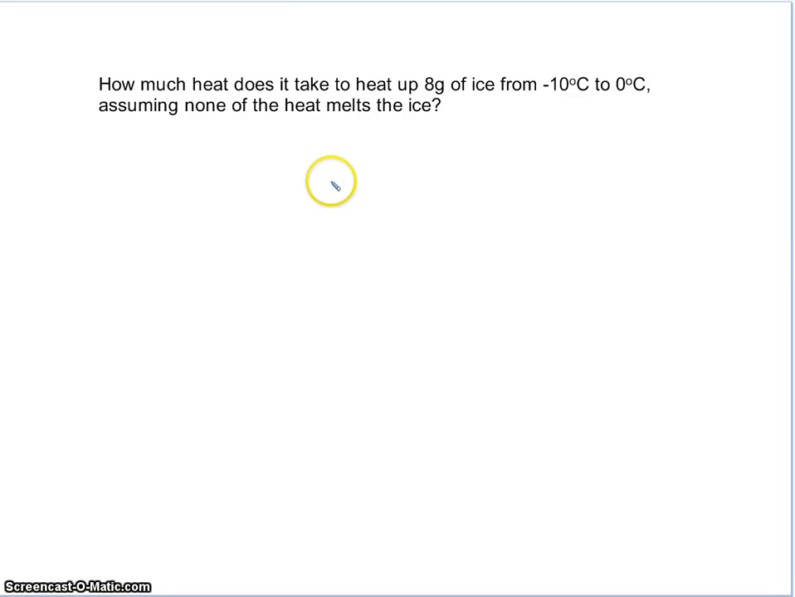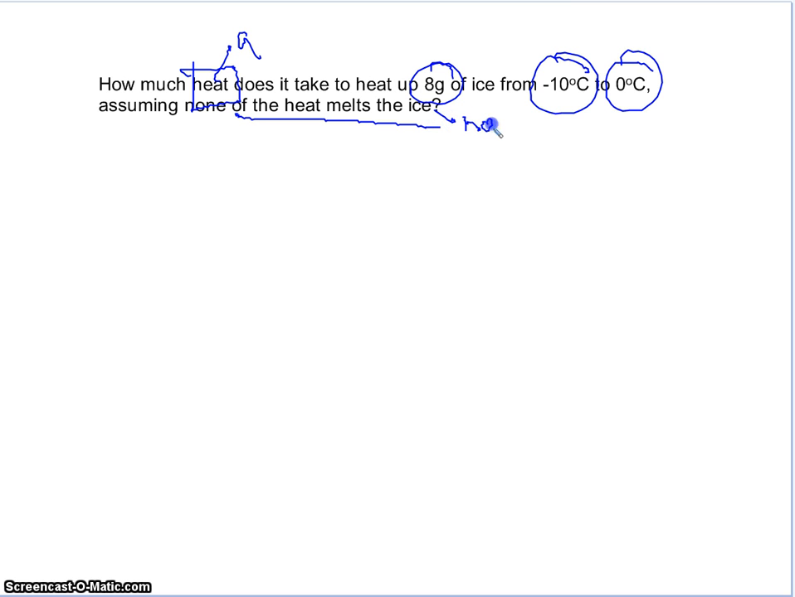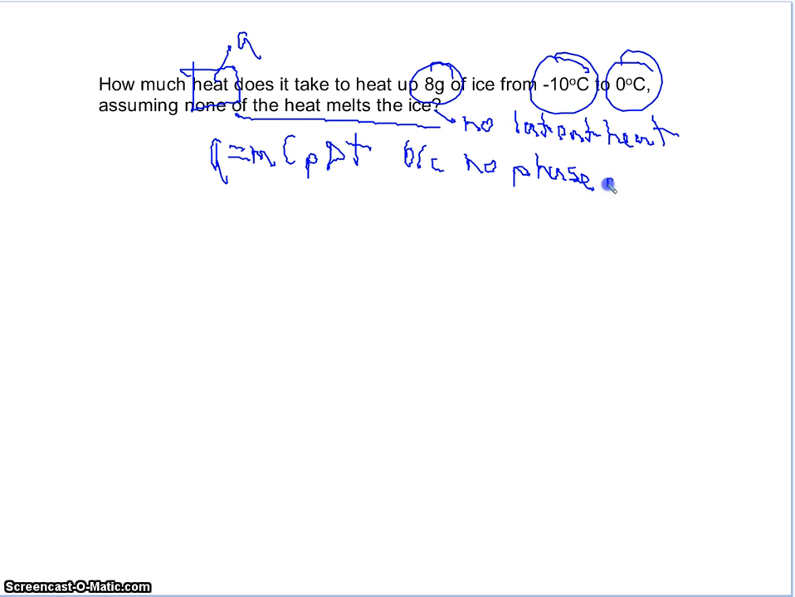More math examples. Let's see. How much heat? So boom, we're looking for Q. Does it take to heat up 8 grams of ice from negative 10 degrees C to 0 degrees C, assuming none of the heat melts the ice? So that means no latent heat. So that means we're using Q equals m Cp delta T because there's no phase change. Okay, and we're looking for Q, so let's collect our variables.